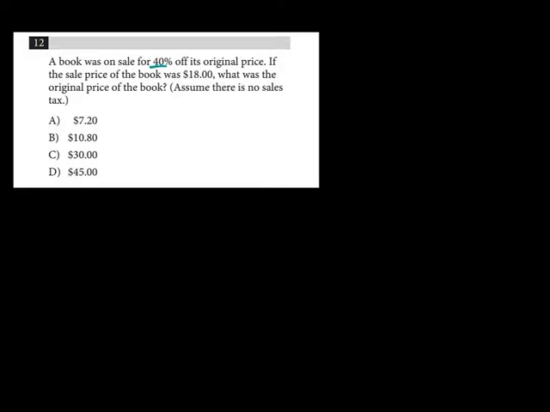So first of all, we notice that the book was on sale for 40% off the original price, and the book is now $18. So if the book was on sale for 40% off the original price, we're taking the rest of the percent of the book to be 18. So that would be 100% minus the 40%, which is 60%. So $18 is the 60% of the original price.